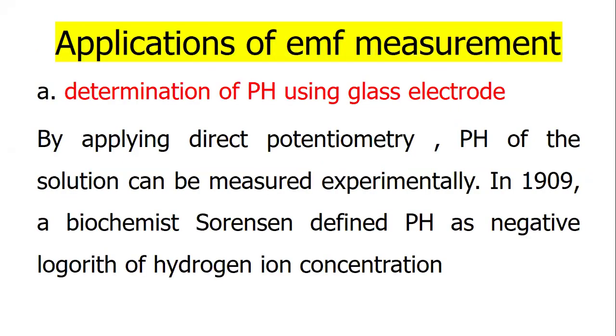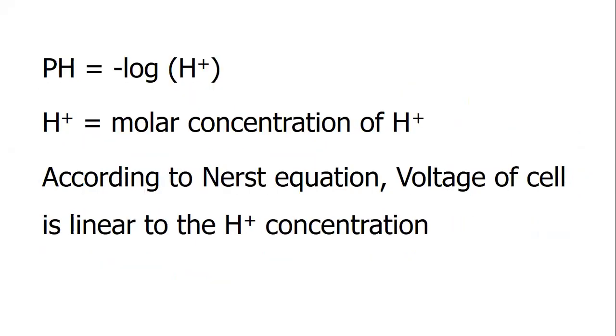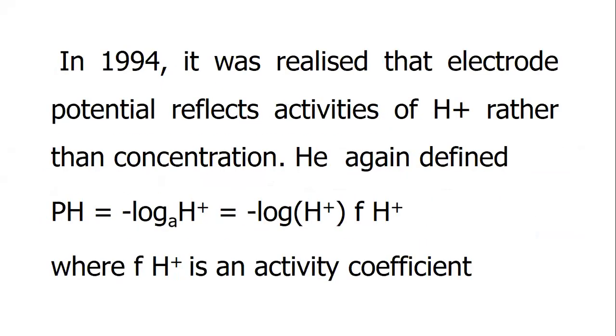Application of EMF measurement: determination of pH using glass electrodes. By applying direct potentiometry, the pH of a solution can be measured experimentally. In 1909, the biochemist Sorensen defined pH as the negative log of hydrogen ion concentration: pH equals minus log H+, the molar concentration of H+. According to the Nernst equation, the voltage of the cell is linear to the H+ concentration.